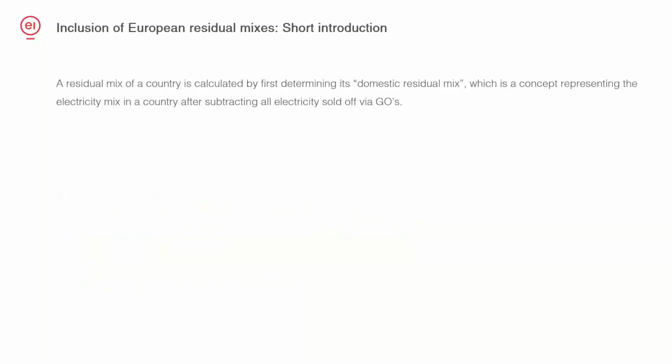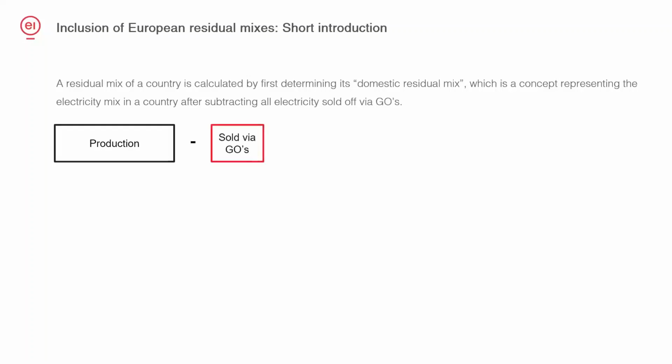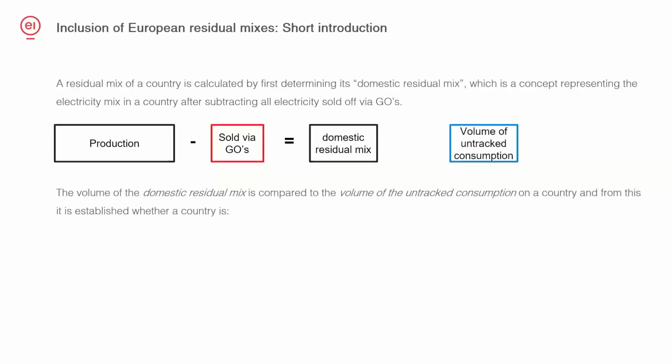A residual mix of a country is calculated by first determining its domestic residual mix. The domestic residual mix is a concept that represents the electricity in a country after all electricity that was sold via tracking mechanisms was subtracted. This remaining mix has a volume of a certain amount of electricity equal to the electricity produced minus electricity sold. This volume is compared to the volume of how much untracked electricity, meaning electricity with no information on its origin, is consumed in a country.